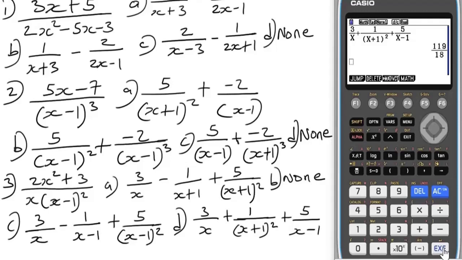So this is basically how you can solve problems involving partial fractions with the Casio fx-991 calculator in seconds for multiple choice questions. Hope you learned something interesting from this video. Let's call it a class here, guys.